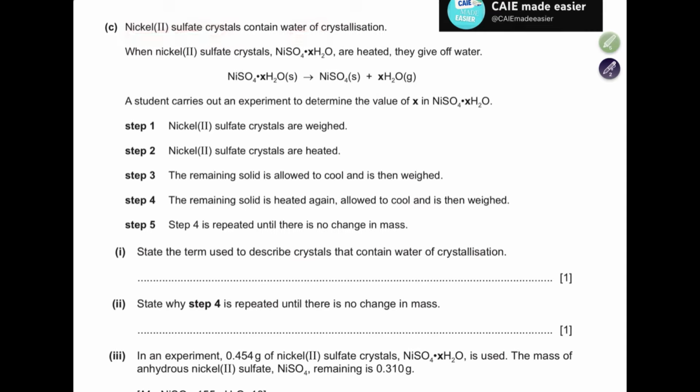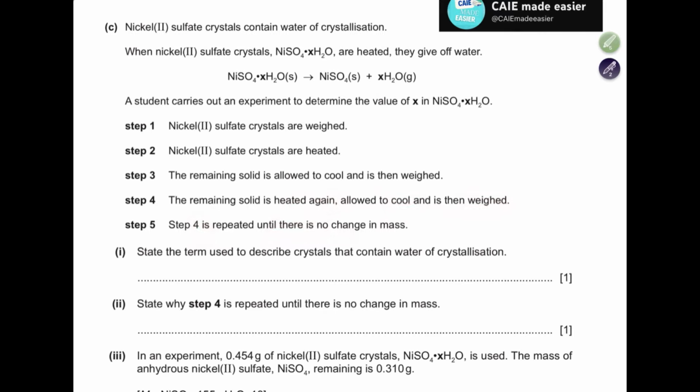Alright. Nickel sulfate crystals contain water of crystallization, as you can see here. When nickel sulfate crystals are heated, they give off water and nickel sulfate. A student carries out an experiment to determine the value of X in NiSO4.XH2O in hydrated nickel sulfate. What are the steps? First, nickel sulfate crystals are weighed, then they're heated. The remaining solid is allowed to cool and is then weighed. The remaining solid is heated again, allowed to cool, and is then reweighed. Step 4 is repeated until there is no change in mass.